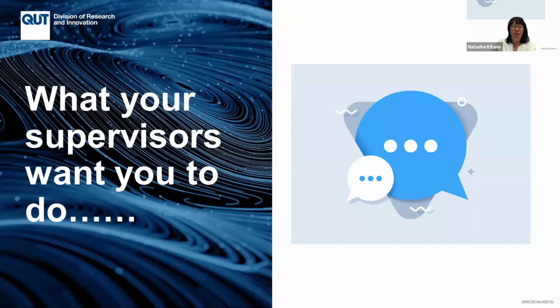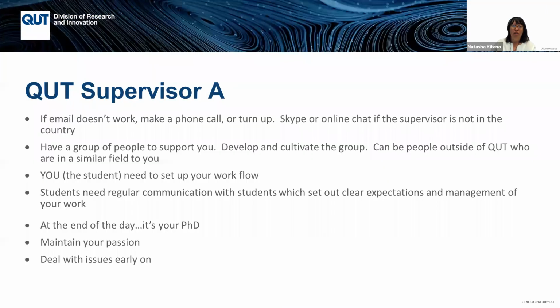All right, so here we go. I've got 3 supervisors, A, B, and C, and see how my voice goes for reading them out to you. So Supervisor A says, if email doesn't work, make a phone call or turn up, just like Yonghui said to us. Skype or online chat. So this was obviously before Zoom, if the supervisor is not in the country.